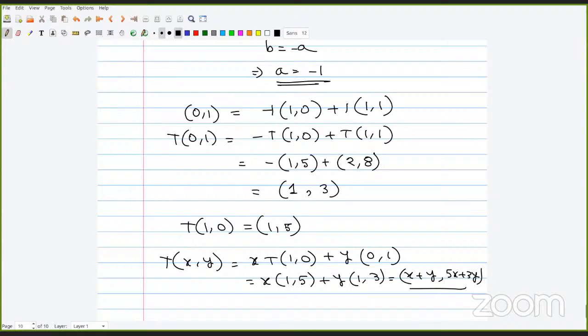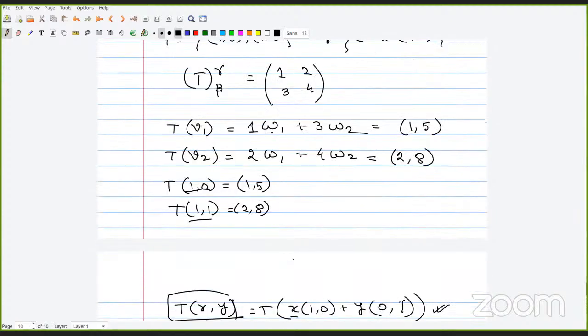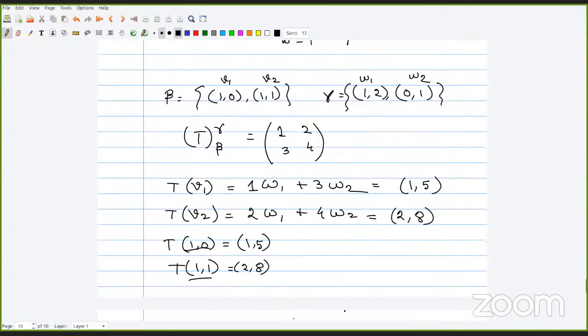Thank you. Is it clear? So one down here. How did we get T of (1,1) as (2,8)? You have calculated T of (1,1) here, no? 1, 2, 3, 4. So this is your image of T of (1,1). So this is 2 into W1 plus 4 into W2.